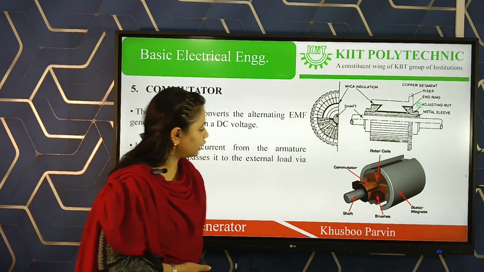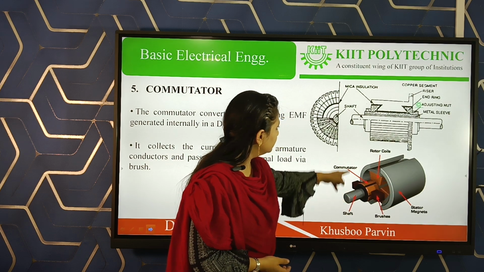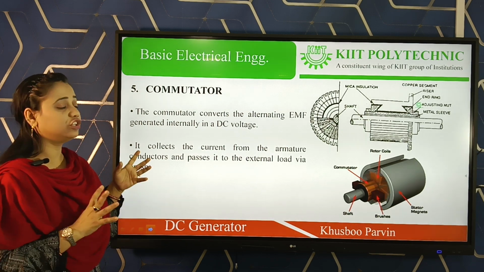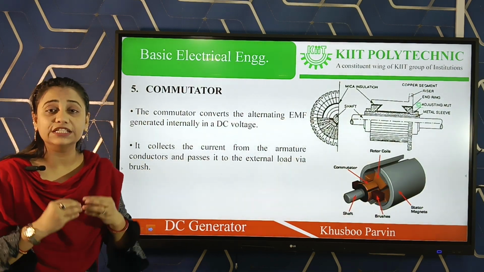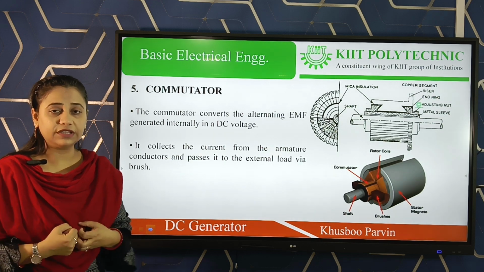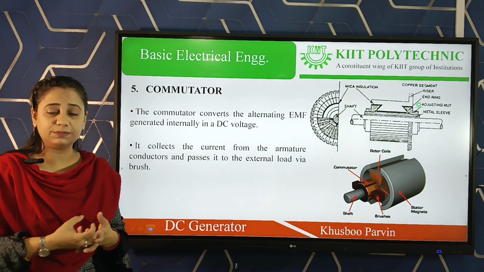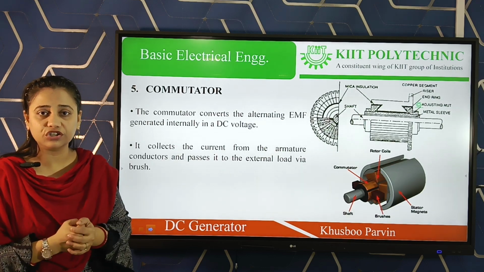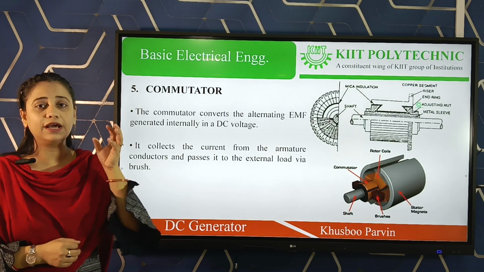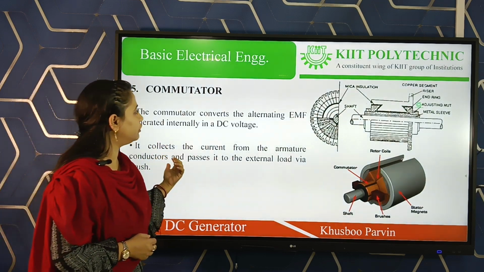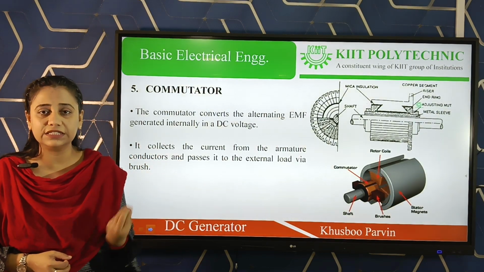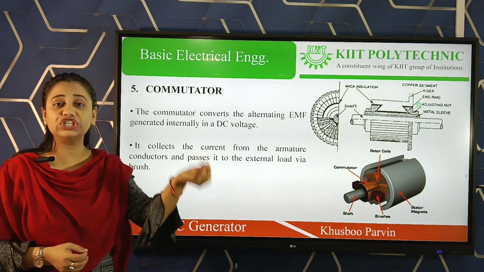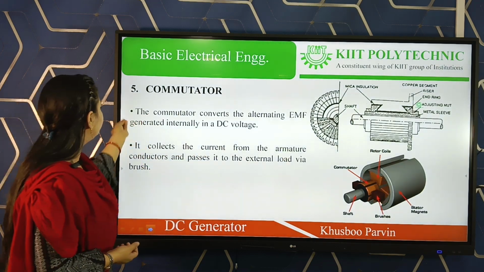Here you can see the diagram of the commutator. So what is the function of the commutator? The function of the commutator is to convert AC to DC. Whatever electrical energy or current is obtained, according to Faraday's laws of electromagnetic induction, from the armature conductor, we are getting an AC current. Since it is a DC generator, we have to give DC as the output from the DC generator. For that we have to convert that AC to DC. This can be done with the help of the commutator.